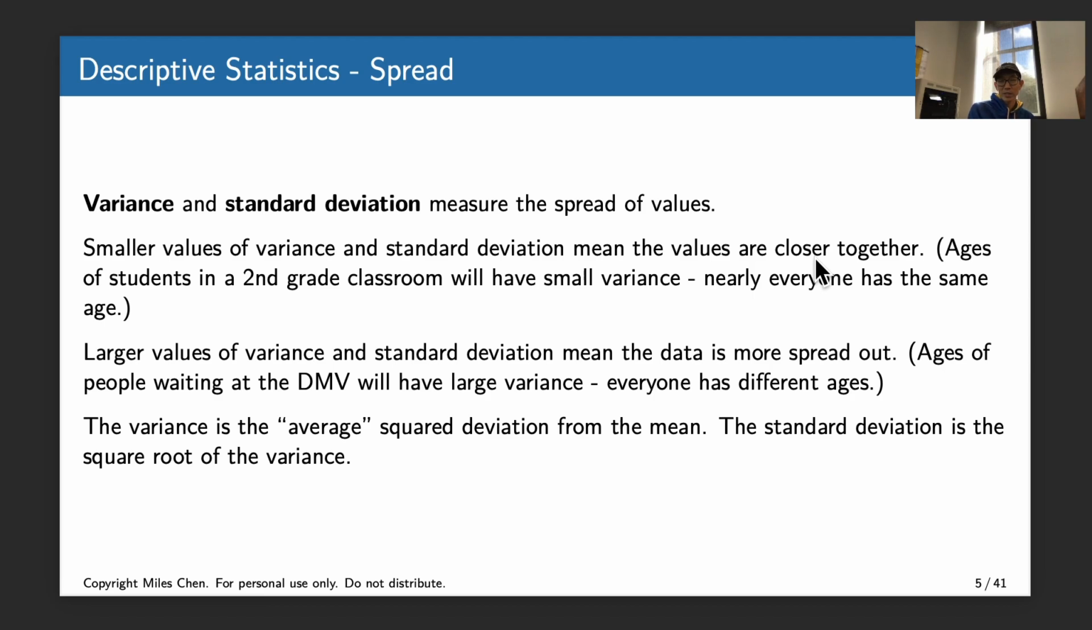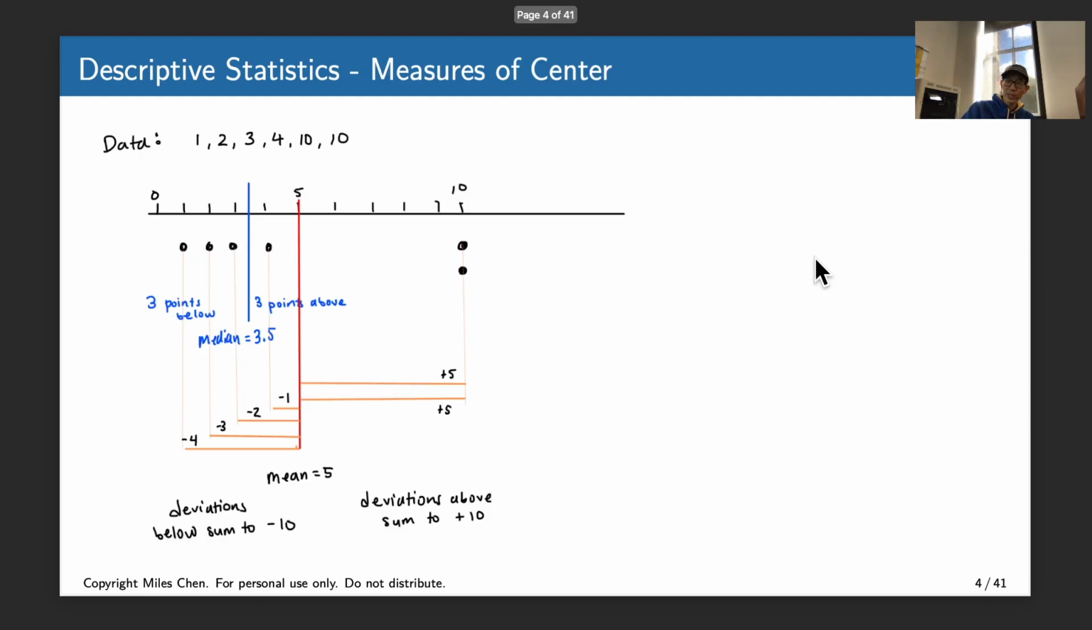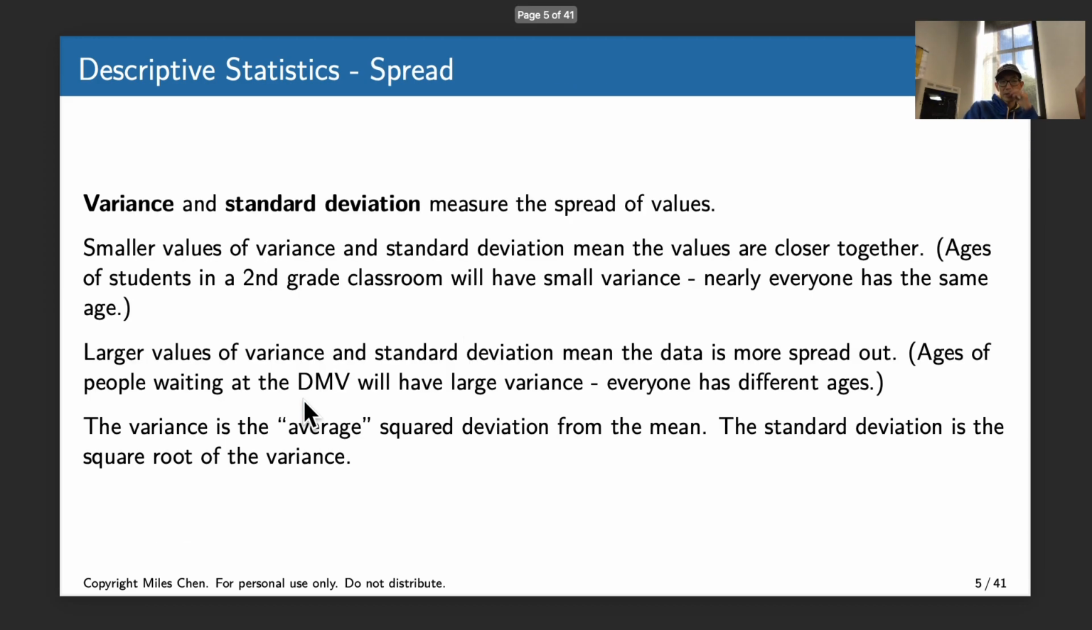And the definition of variance that I like to use is we say the variance is the average squared deviation from the mean. So if you go back to this slide, these yellow or orange lines represent deviations from the mean. How far is a point from the mean? And then we square all of those deviations and we take the average of that. Okay, and that's our variance.